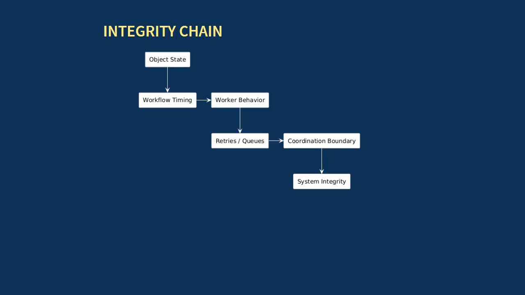That hidden assumption usually lives in a chain. Object state, workflow timing, worker behavior, retries and queues, then the coordination boundary. If any link makes an unsafe assumption, the whole system can misbehave. The failure often appears far away from the original cause, so you have to trace the chain. So a bug in the worker might really be a state or timing problem upstream. Yes, the symptom can surface late, but the design pressure started earlier.